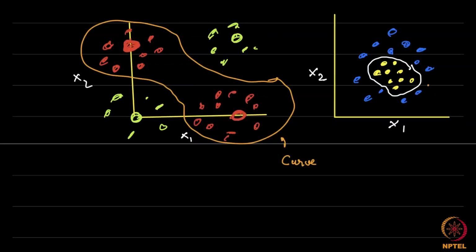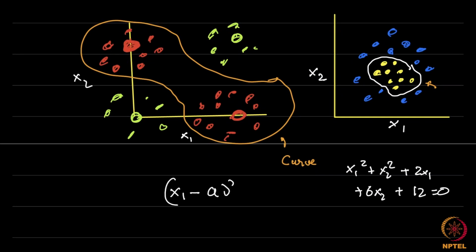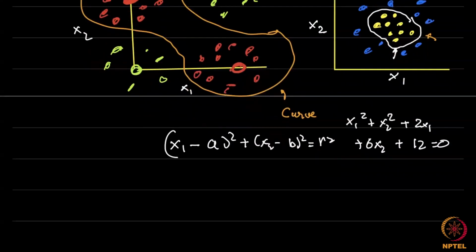In fact, assuming this is a circle, obviously it's not a circle, but let's say it's a circle, you could have something like x1 square plus x2 square plus 2x1 plus 6x2 plus 12 equal to 0, or (x1 minus some constant) square plus (x2 minus some constant) square equal to some r square. So this curve could be a curve like that. But notice this is no longer linear in x1 and x2.